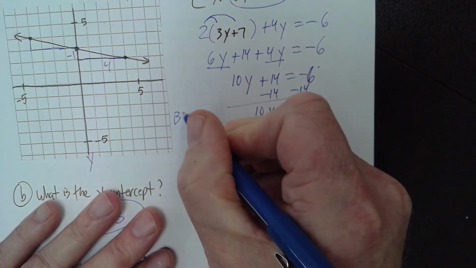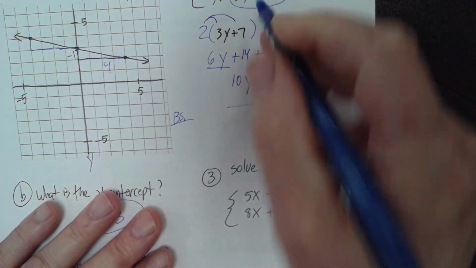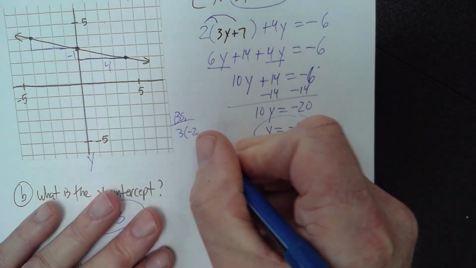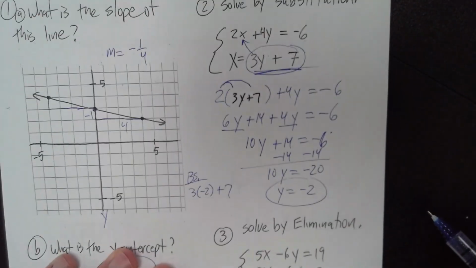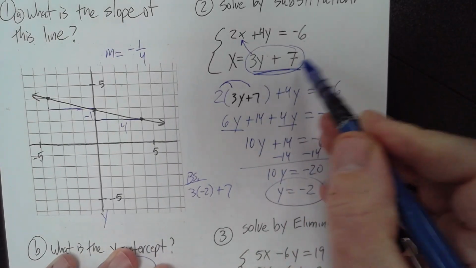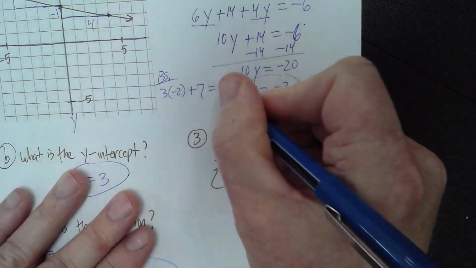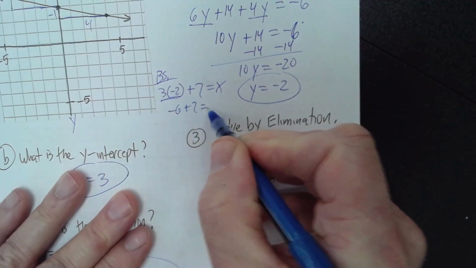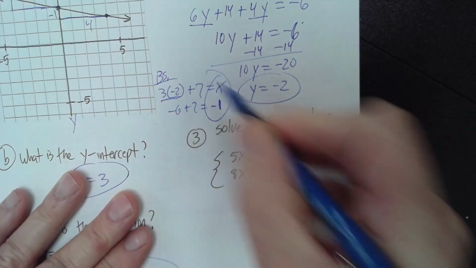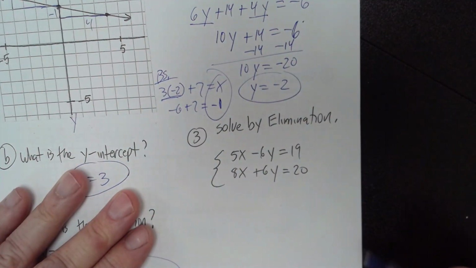We back substitute, put the negative 2 back in. I'm going to put it back in the second equation. 3 times negative 2 plus 7 is equal to x. That's negative 6 plus 7, negative 1. So x is negative 1, y is negative 2.